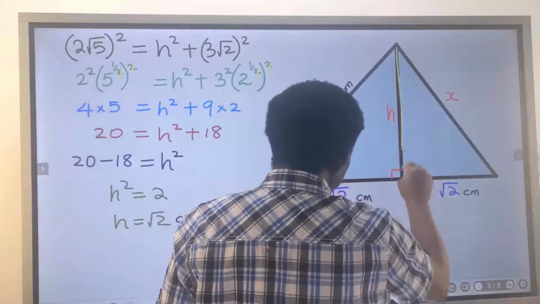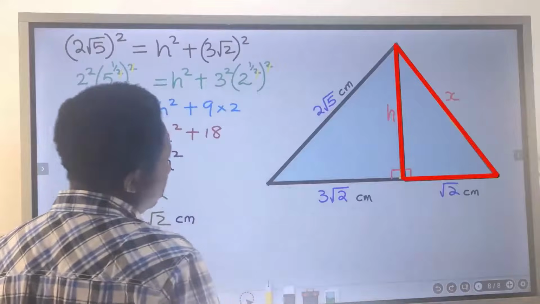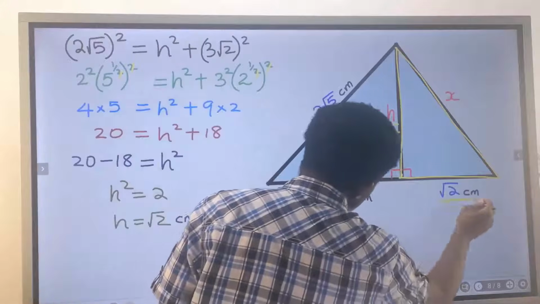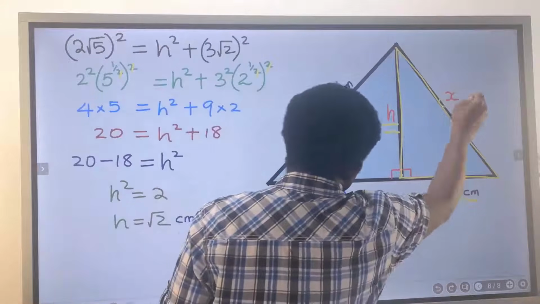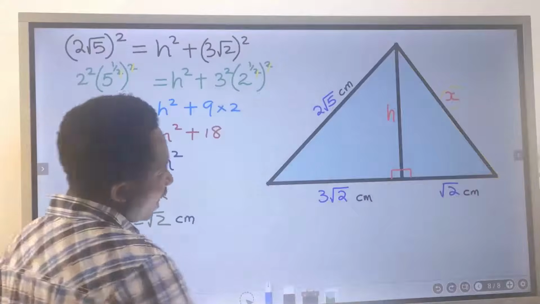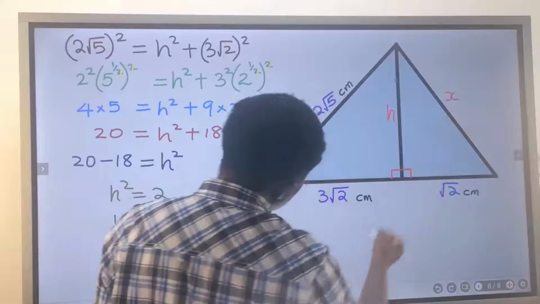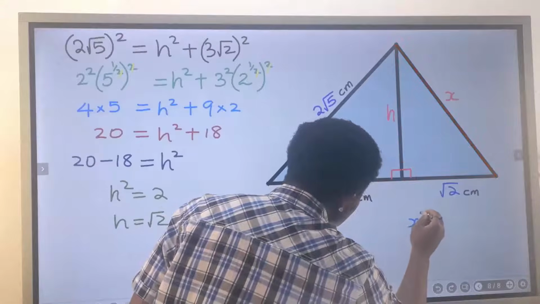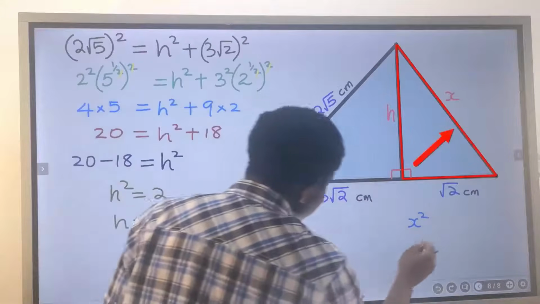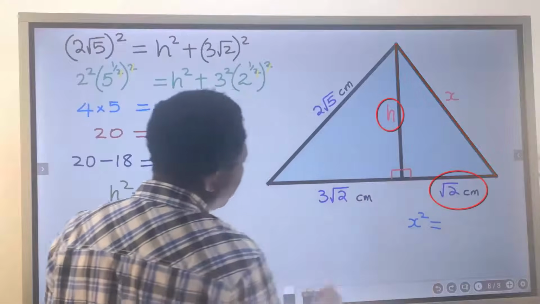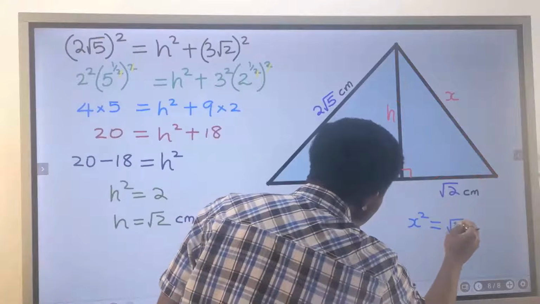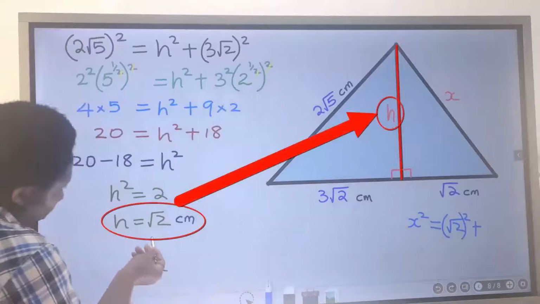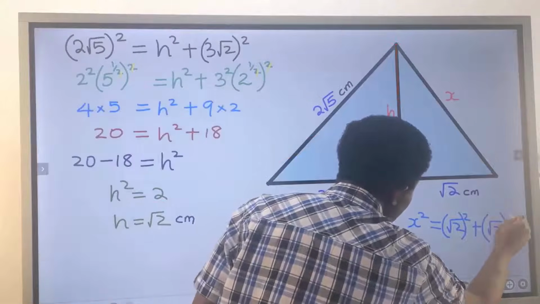Now we can consider this right angle triangle because we have the value of our h, we also have the value of this length. We can find x now. To find x, the longest side is the side facing the right angle, which is x, and here we are going to square the x. Next, we are going to sum these two remaining sides. This is the square root of 2 all squared plus this is the square root of 2 all squared.